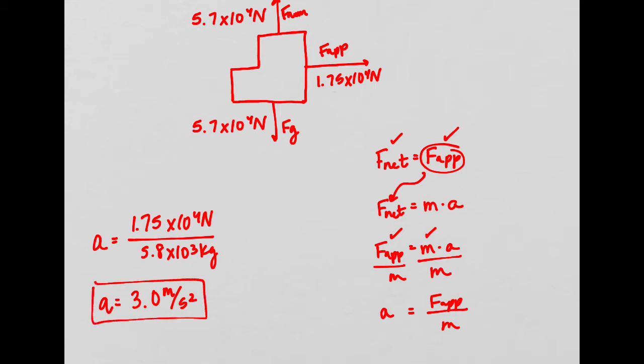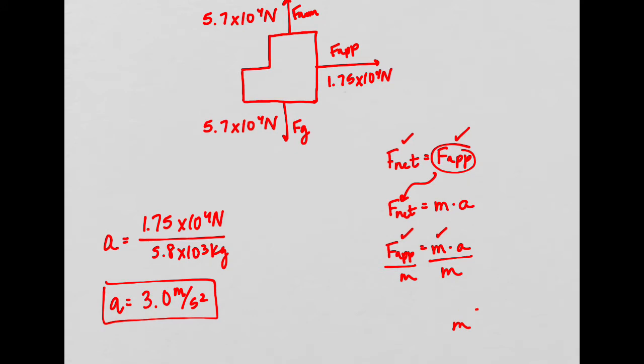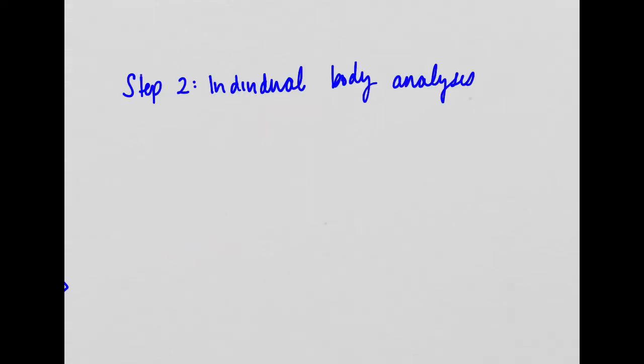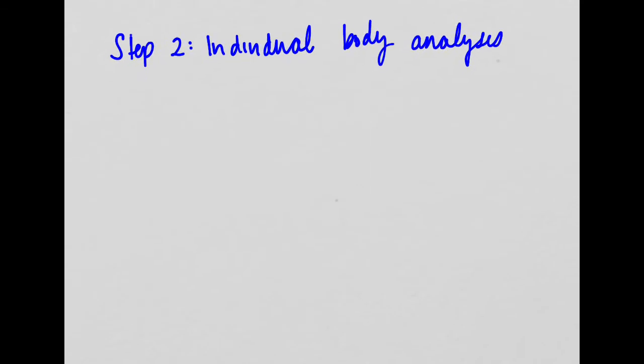We have solved for our acceleration using our system analysis section, part of method 1. Now we're going to take that information that we just determined, and we're going to do our individual body analysis. So I am going to choose one of these 2 objects, and this time I'm going to choose the car. So when I do that, I'm ignoring the truck, and I'm just drawing a free body diagram of the car.